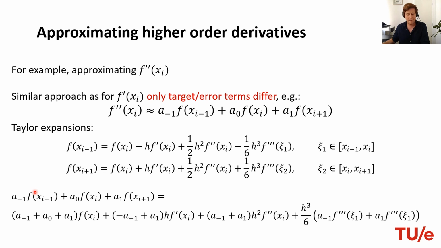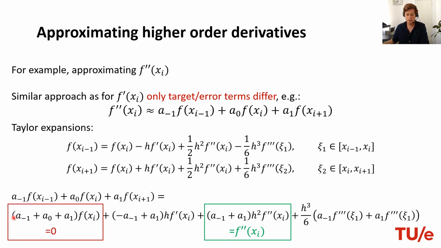With one key difference here, which is that we do not want to approximate f prime in this case. No, we want to approximate f double prime. So this means that our goal here is such that this term will in the end be equal to f double prime at xi. So we can choose a minus 1 and a1 such that this evaluates to 1. And the other terms are the error terms. So those are things that we do not want to approximate. Those are things that we, as much as possible, want to get rid of. And we start with the lower order error terms.